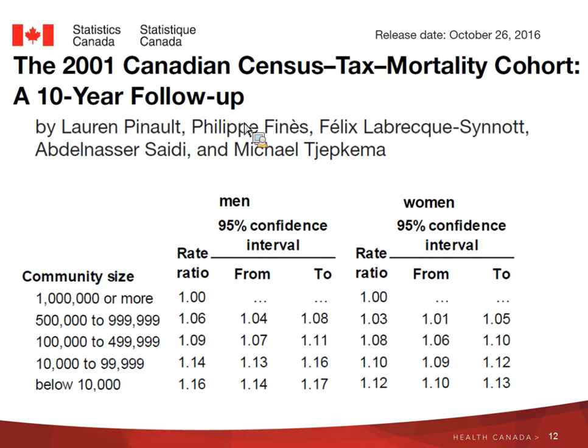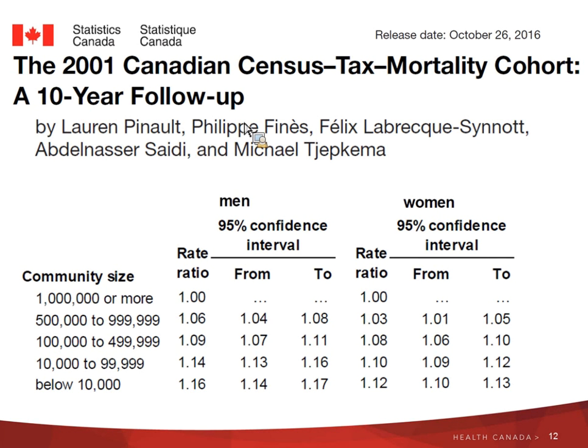Then in terms of health status, this is from the 2001 Canadian Census Tax Mortality Cohort. This is the successor to the CanCHEC, or Canadian Census Health and Environment Cohort, that's been used to look at long-term effects of air pollution exposure. It is based on about 3.5 million people who completed the long-form census in 2001 and were then linked to the mortality database.